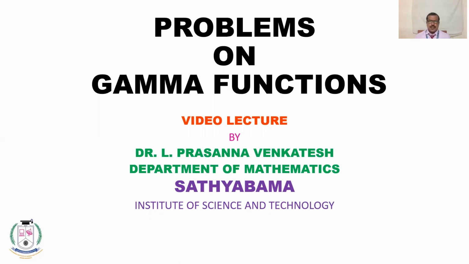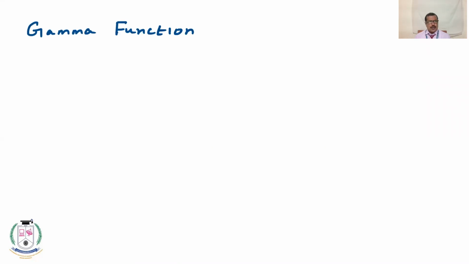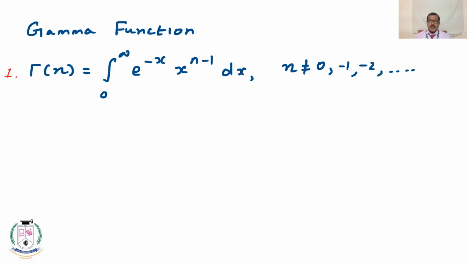First, let us see what is gamma function. Gamma function is an integral, a special type of integral, which is denoted by integral from 0 to infinity of e power minus x, x power n minus 1 dx, where n cannot take the value 0, minus 1, minus 2, etc. So it's a special type of integral which is defined in this manner.